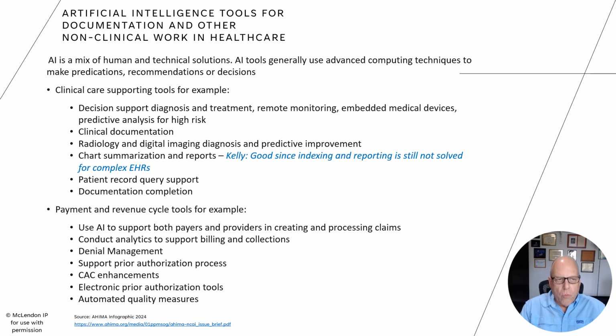Clinical care supporting tools, there's some different types, major types of tools. Again, as we've been speaking, no real hard and fast way to group them together. So I said clinical care supporting tools, some examples of that are decision support for diagnosis and treatment, meaning that the AI helps support this diagnosis and treatment process, remote monitoring, embedded medical devices, predictive analysis for high risk, like it takes in a lot of data and then thinks here's the risk factors and their levels of risk.